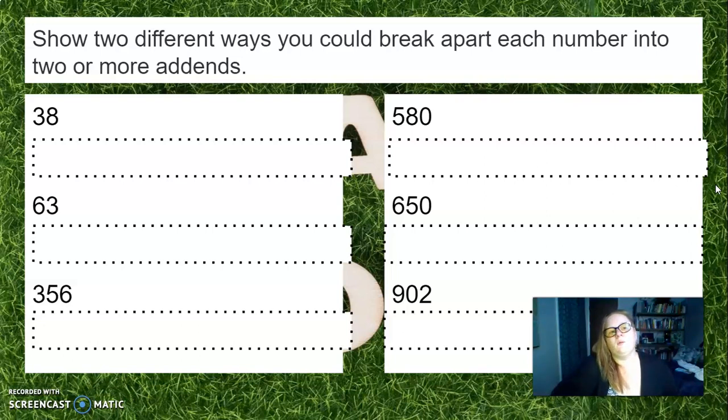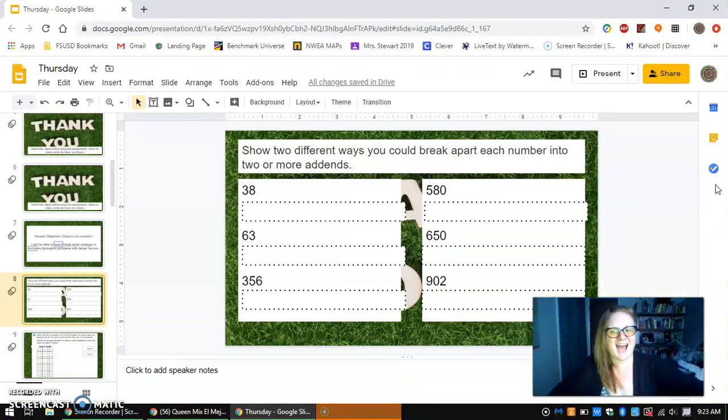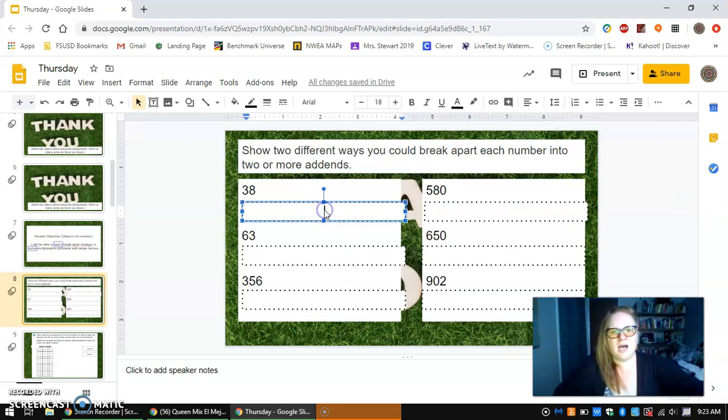So what I want you to do here is show two different ways you could break apart each number into two or more addends. So when we're talking about addends, we're not finding factor pairs for these things. We're actually talking about a kind of writing in expanded form.